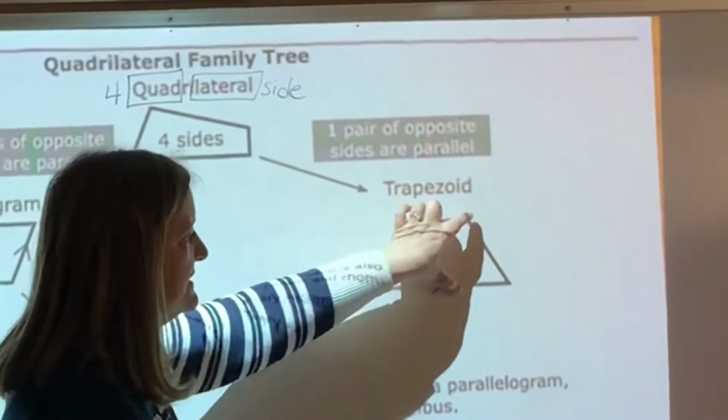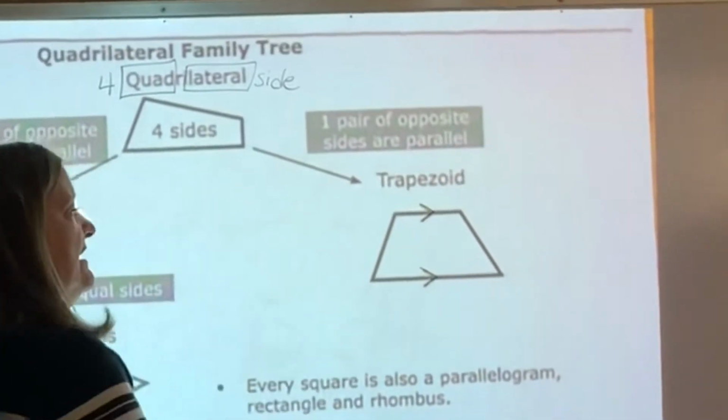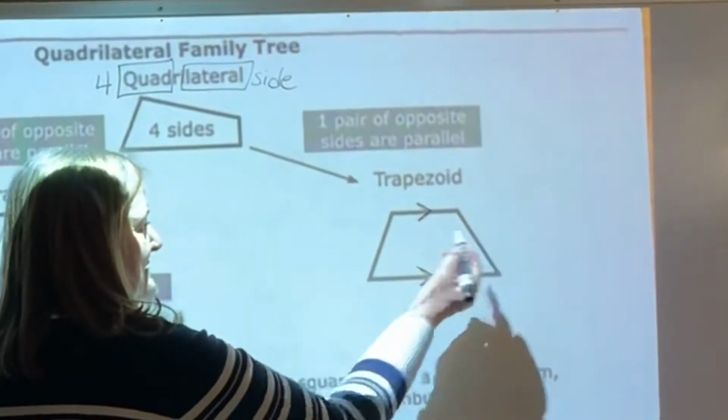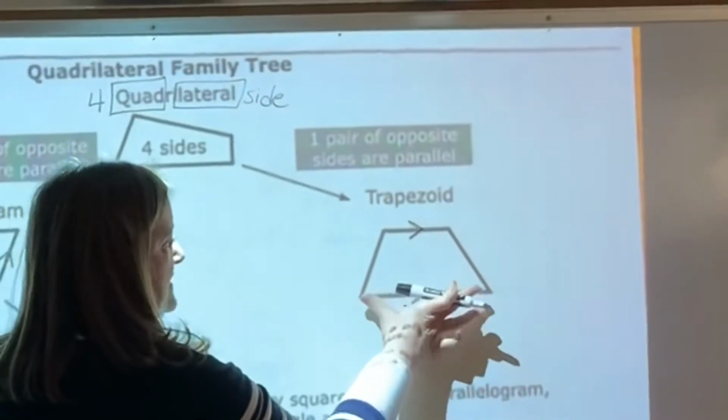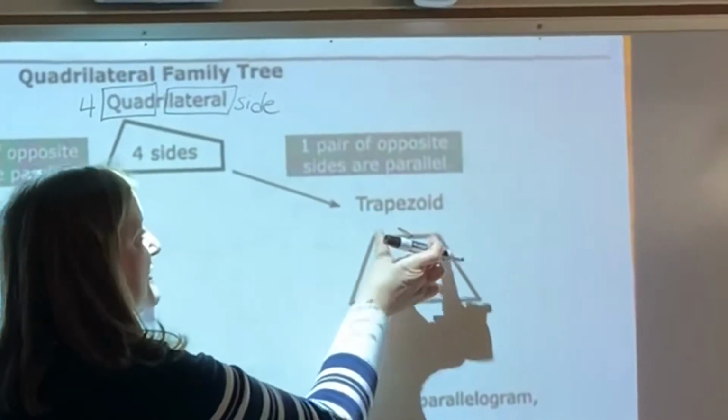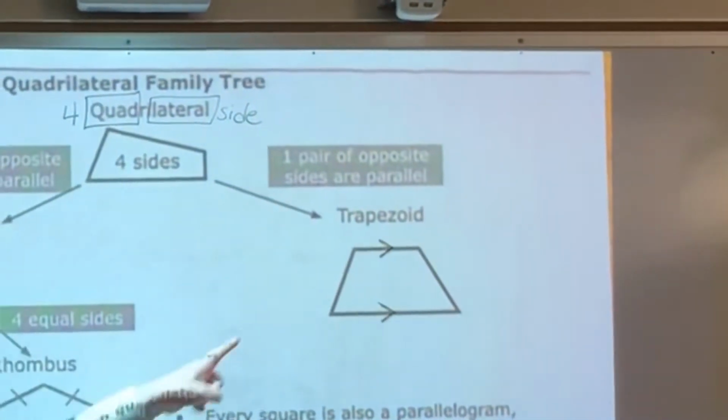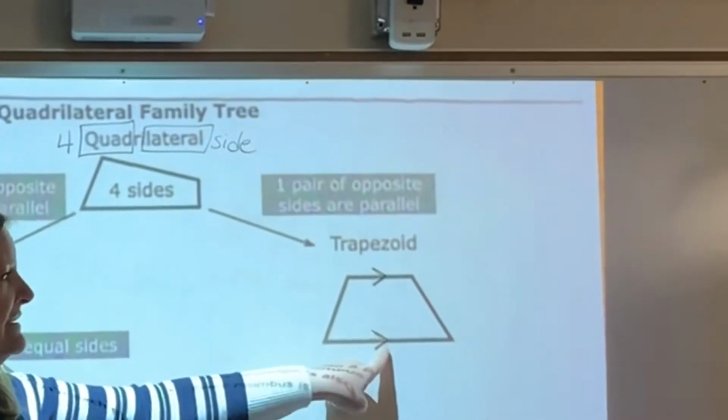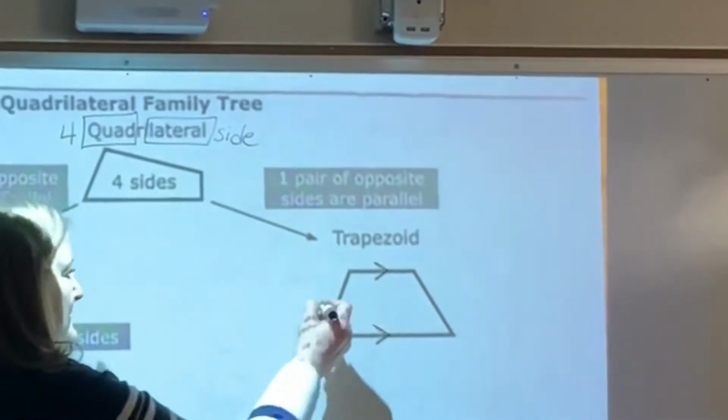Parallel means same distance. This is not parallel to this because this is wider here and narrower here. So a trapezoid has just one set of parallel sides. These are not parallel.